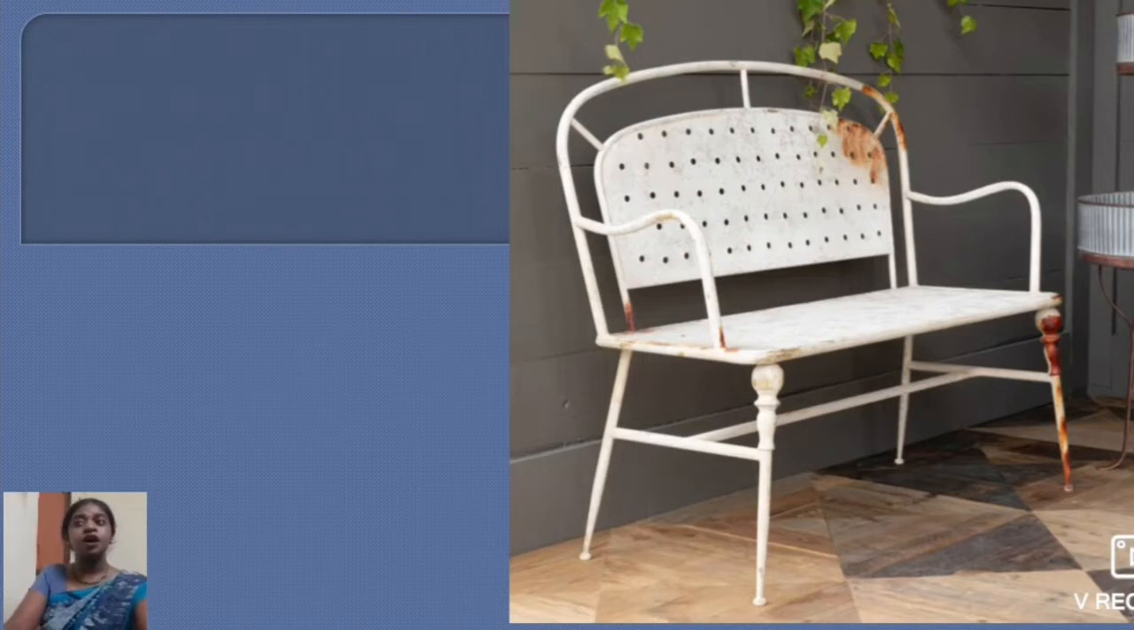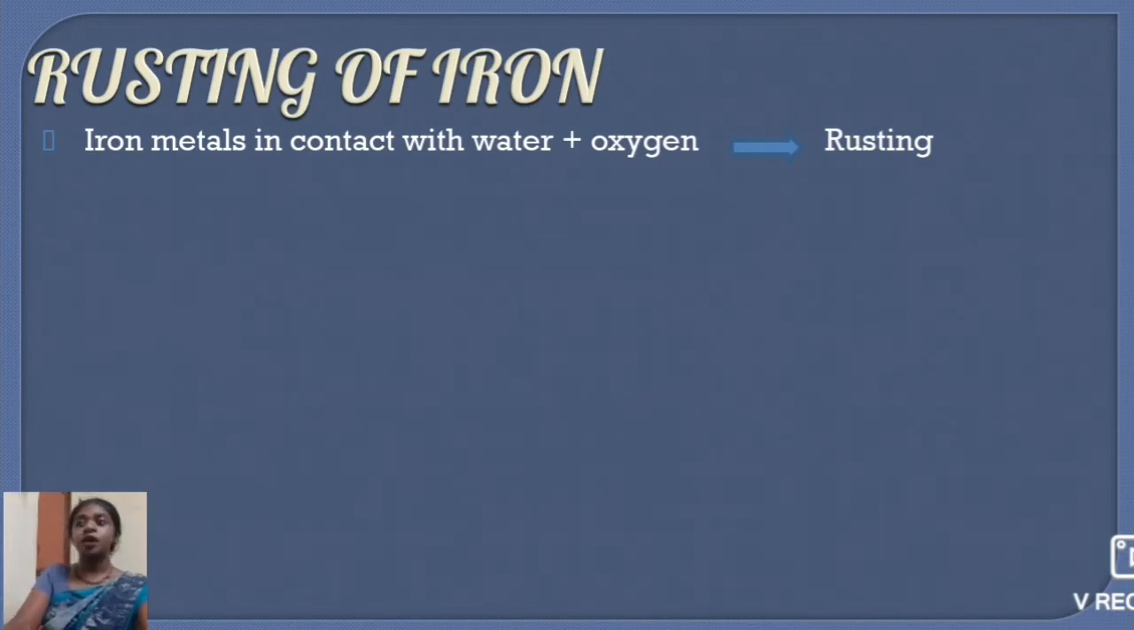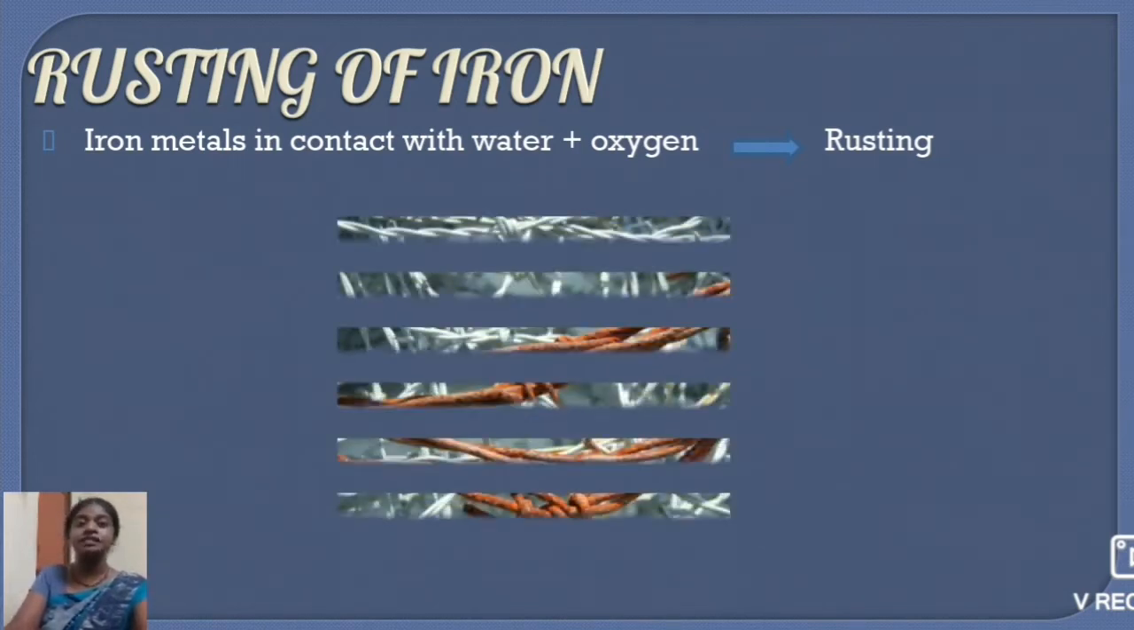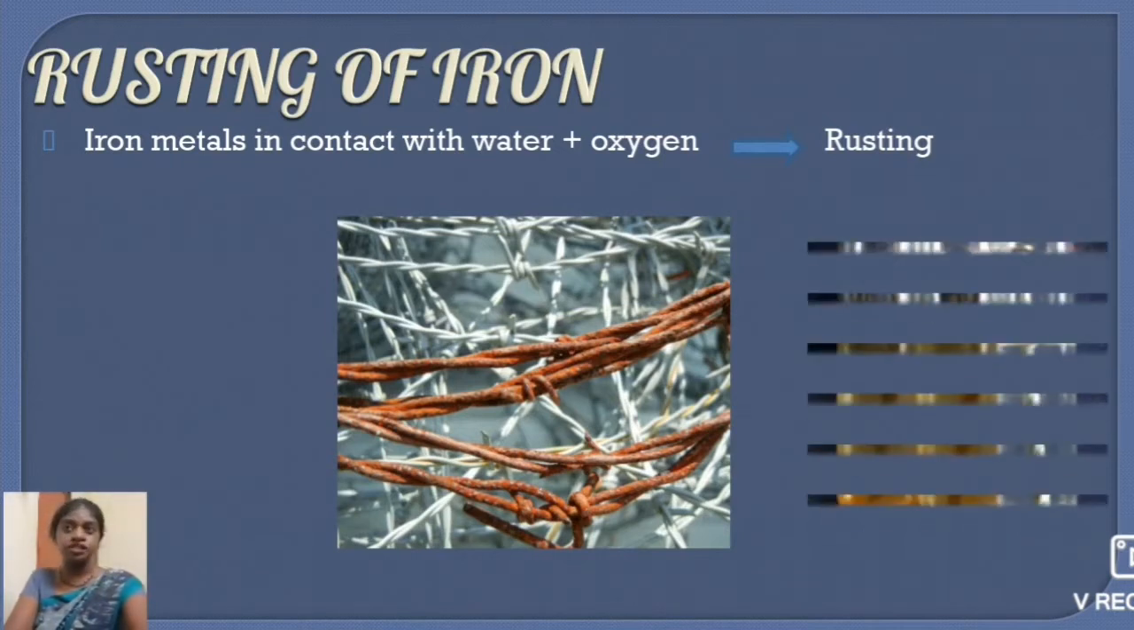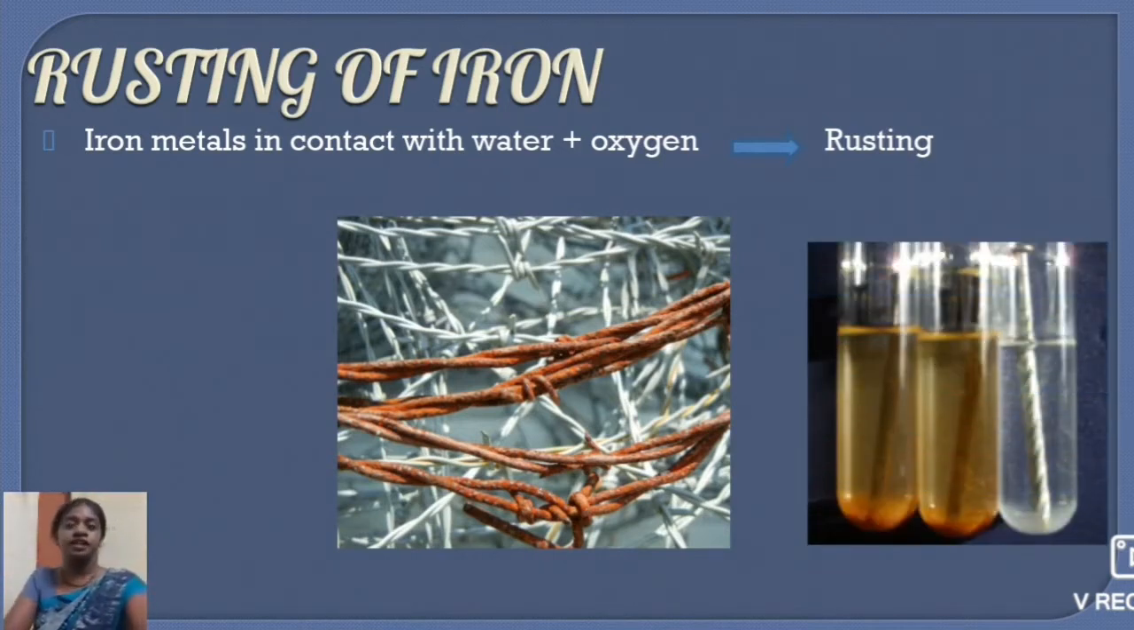What happens to steel benches and tables during the rainy season? Yes, they turn reddish brown. Here you can see the bench turns reddish brown. It has patches of reddish brown. This is called rusting. It is because iron metals come in contact with water and oxygen, and undergo a chemical reaction called rusting. This is the reddish brown. So this is called rusting.